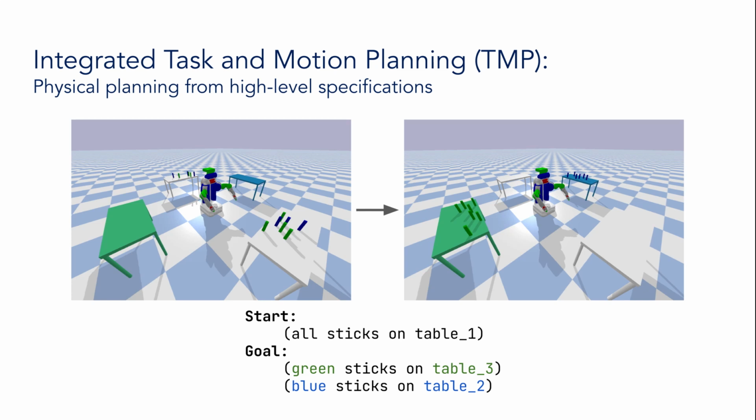Integrated Task and Motion Planning, or TAMP, is a family of approaches to solving long-horizon robot planning problems that combine logical and physical constraints from high-level specifications. For example, here, the robot is tasked with sorting the sticks by color, specified by the environment geometries and a high-level goal statement. Typically, TAMP solvers holistically combine a symbolic planner to choose what actions to take, with a continuous or motion planner to decide how to carry out the chosen actions.